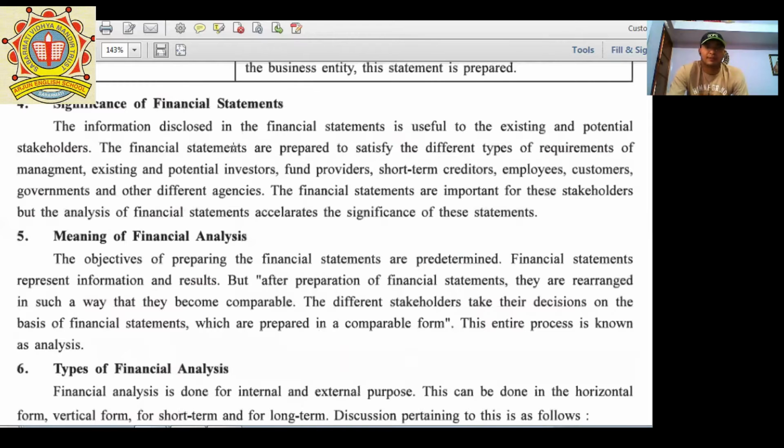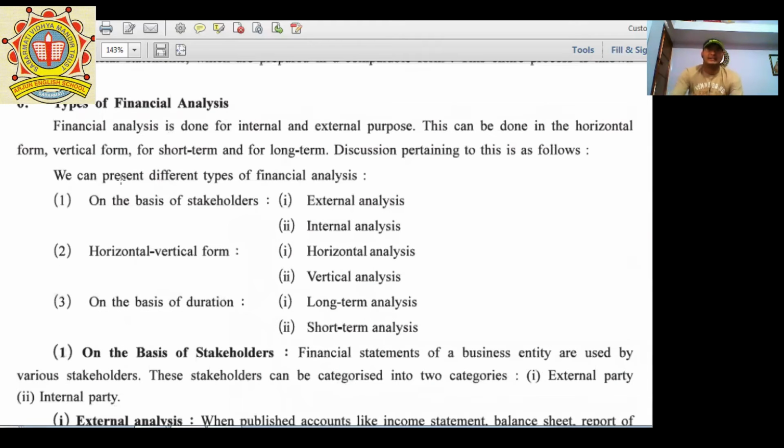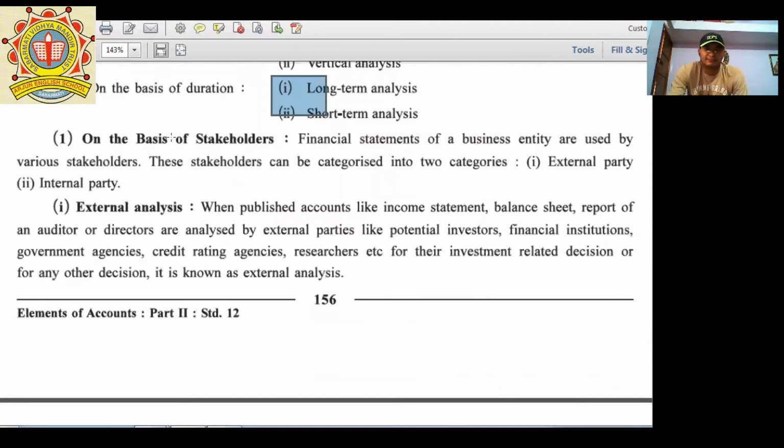Next one, meaning of financial analysis, that we have already completed, and types of financial analysis. So on the basis of stakeholder, it is external and internal analysis. On the basis of form, it is horizontal or vertical. On the basis of duration, it includes long term or short term analysis. So now my first point, that is external analysis.